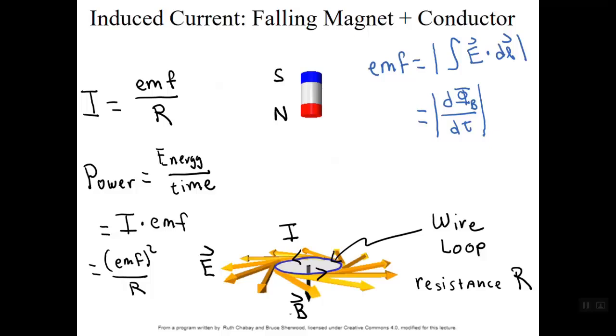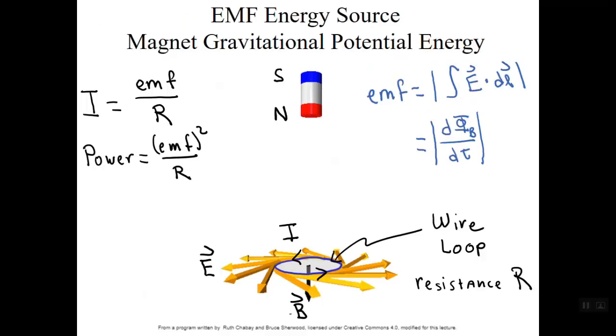Now let's recall that for any EMF, there is some non-electrical source for that energy. That's true here. The source of energy that's being dissipated in the wire loop comes from the gravitational potential energy of the magnet. As the magnet falls, gravitational potential energy decreases, the energy dissipated in the circuit increases, and all this happens in a way that satisfies conservation of energy. Energy is being converted from one form to another, but no energy is being created or destroyed.